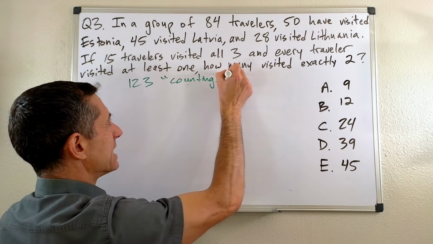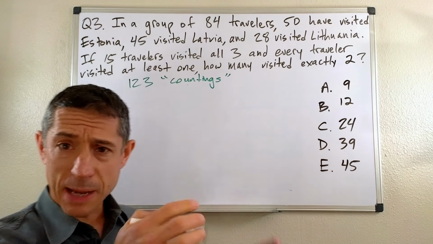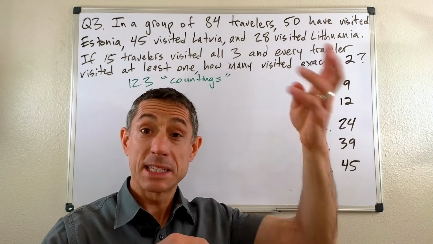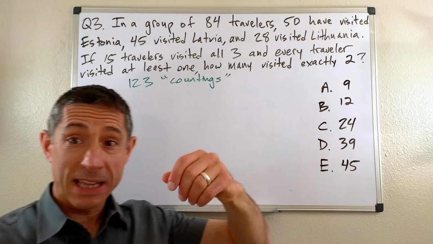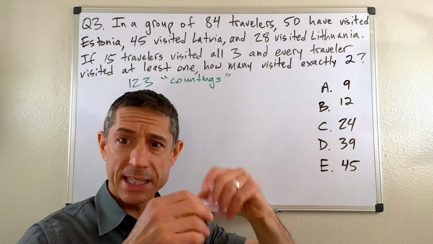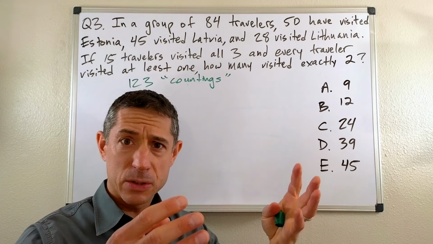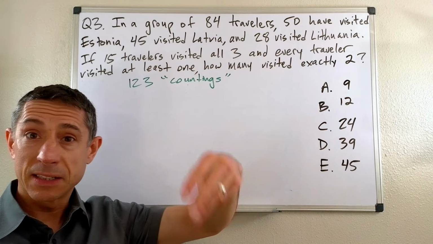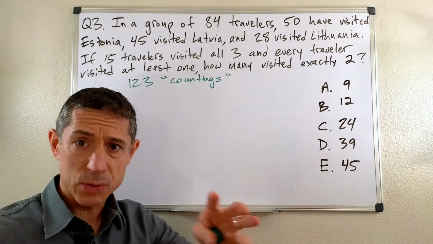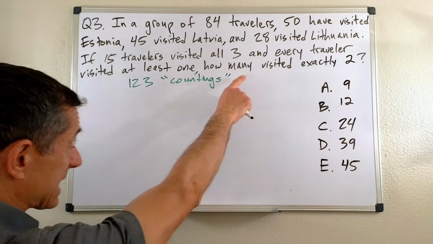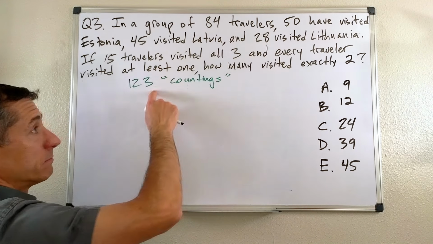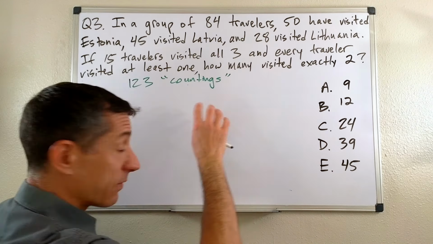What I mean by that is, if you add up the individual times we're counting people, we're saying, hey, I'm counting the 45 people as they walk into Latvia, 50 people as they walk into Estonia, 28 as they walk into Lithuania. I counted 123 people. Right, but there's only 84 people. The deal is some of them visited 2 countries or 3 countries. We want to pull that apart, figure out how many visited exactly 2. So we're just trying to figure out, hey, what's up with that extra 39 people or so? All right, very simple way to do it.